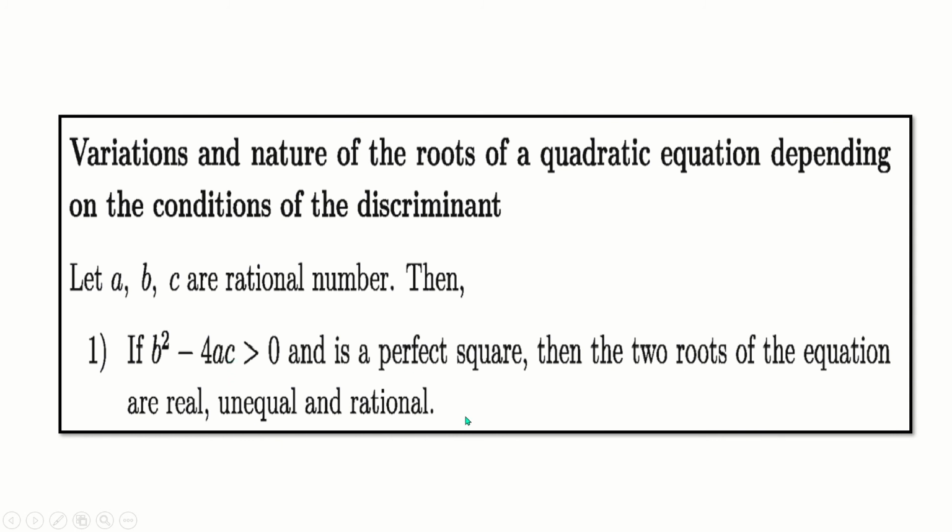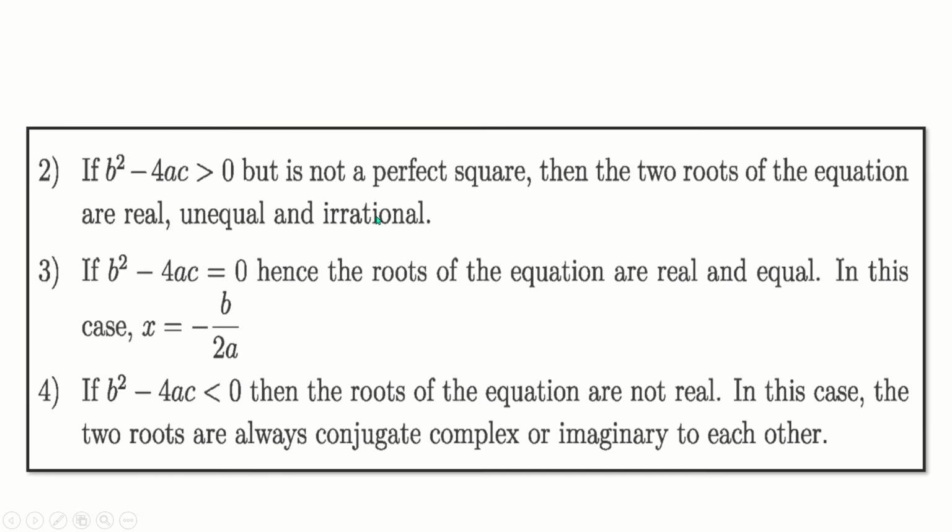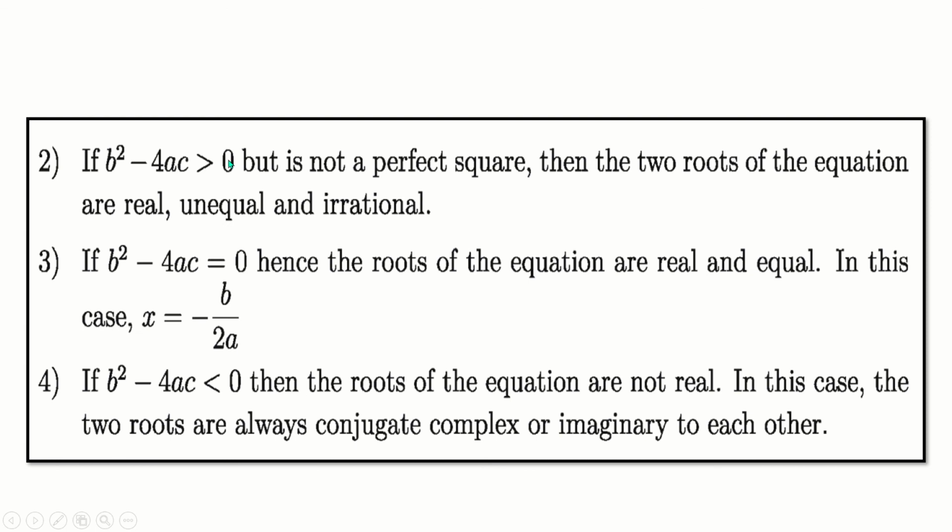Okay? Now follow more conditions. If b square minus 4ac is greater than 0 but is not a perfect square, meaning like 2 or 3 or 5 or 6 or 7 or 8 etc., the roots of the equation are real, unequal and irrational.